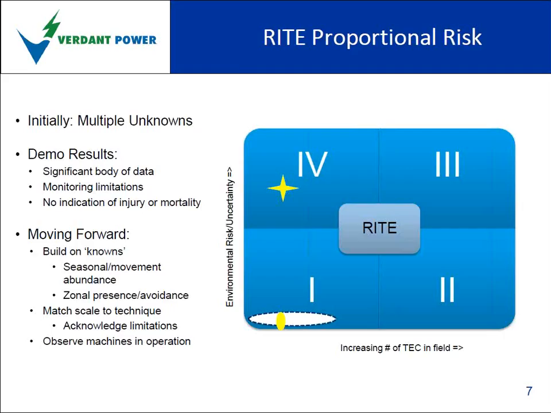6 machines operating with very, very minor, if any, effects. And therefore, we were able, working with our agencies, to move forward to be able to build on the knowns, that we know that there's a seasonal movement and abundance in this area, and that the zonal presence and avoidance of the fish in and around the machines was apparent, and that we are able to observe mostly the machines in operation. And so as we move forward to a 30 machine array, we're still operating under the assumption that the likely effects are going to be observed in that category 1. Next slide, please.